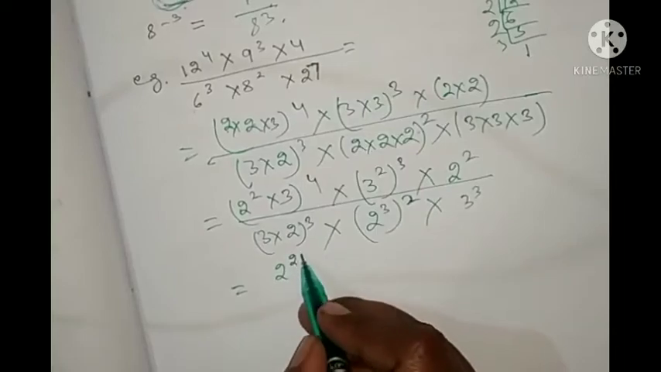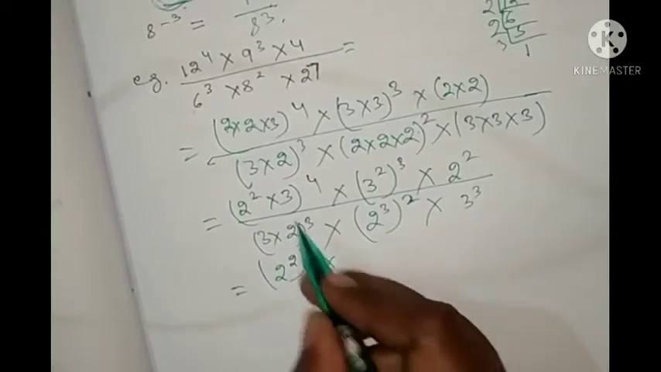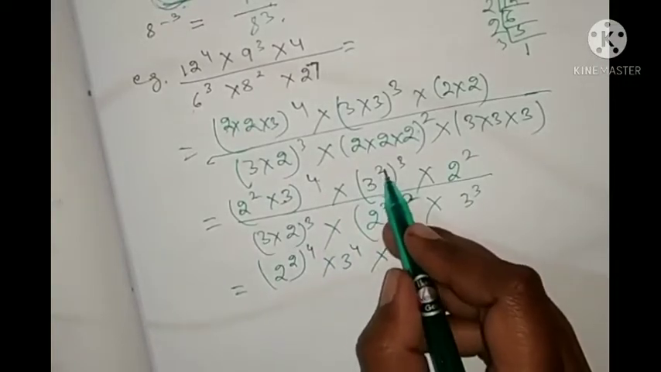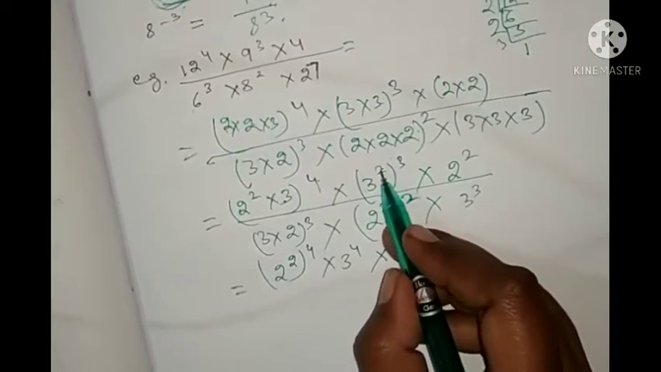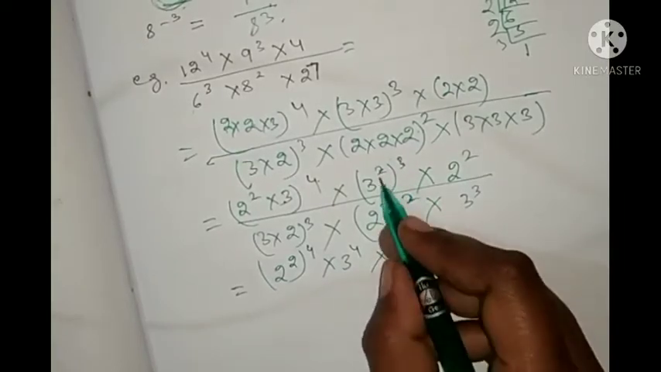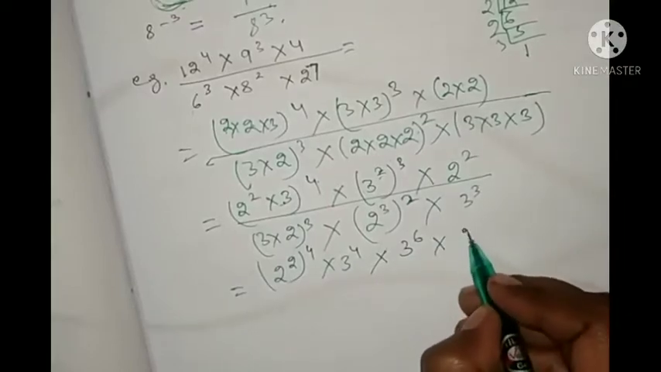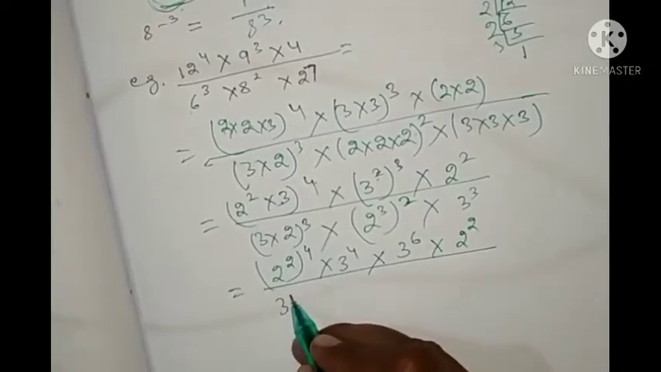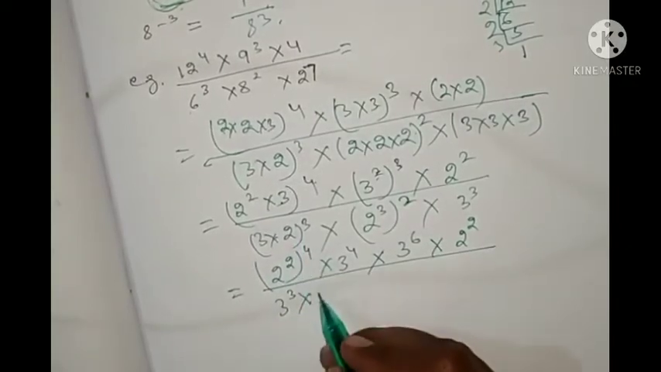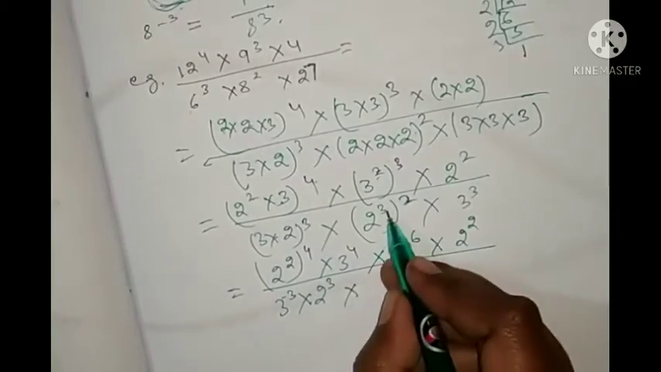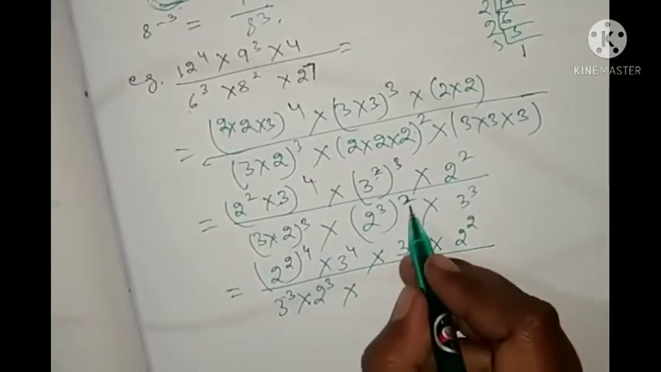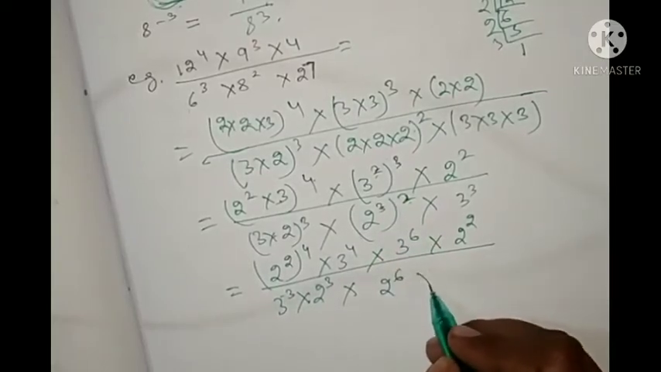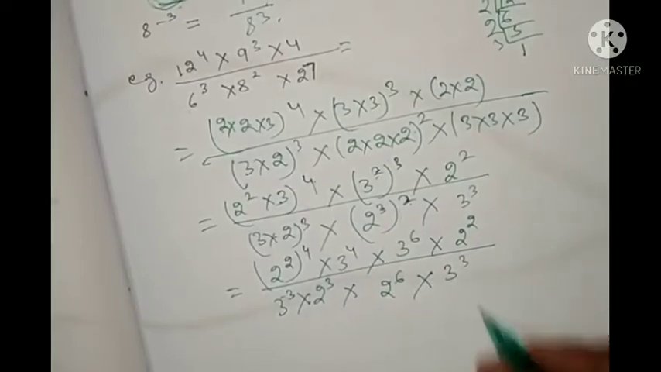2 square whole to the power 4 into 3 to the power 4, into 3 square to the power 3. Means what we'll do? We'll multiply. So 3 to the power 6 into 2 square. Then you can write it as 3 to the power 3 into 2 cube, 2 cube whole to the power square. That's why we will multiply 3 into 2. So 2 to the power 6 into 3 to the power 3.